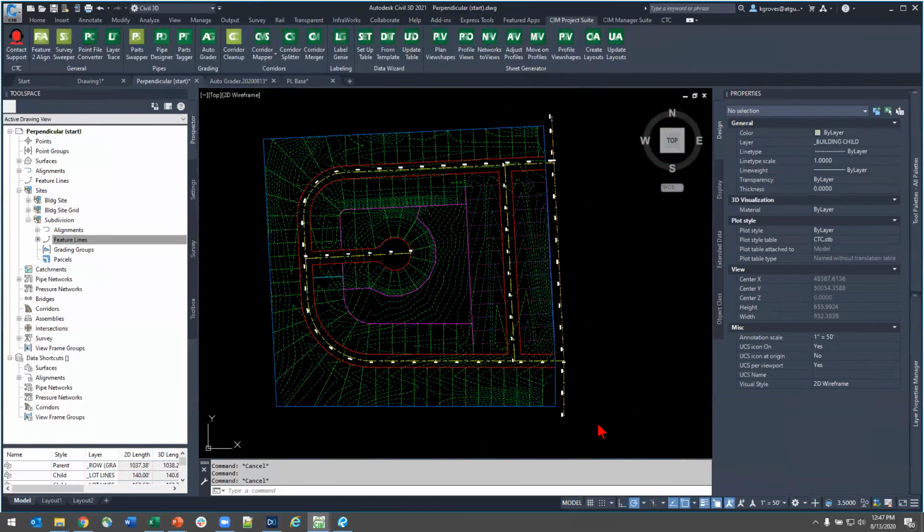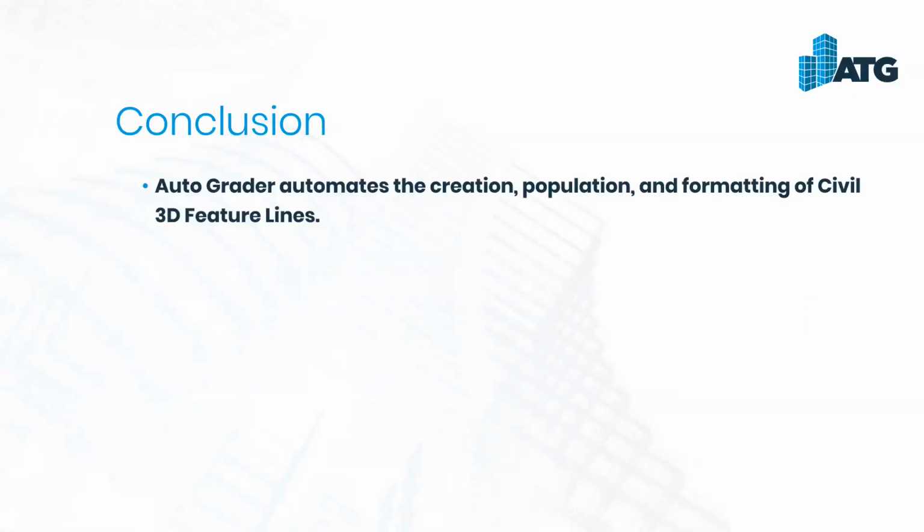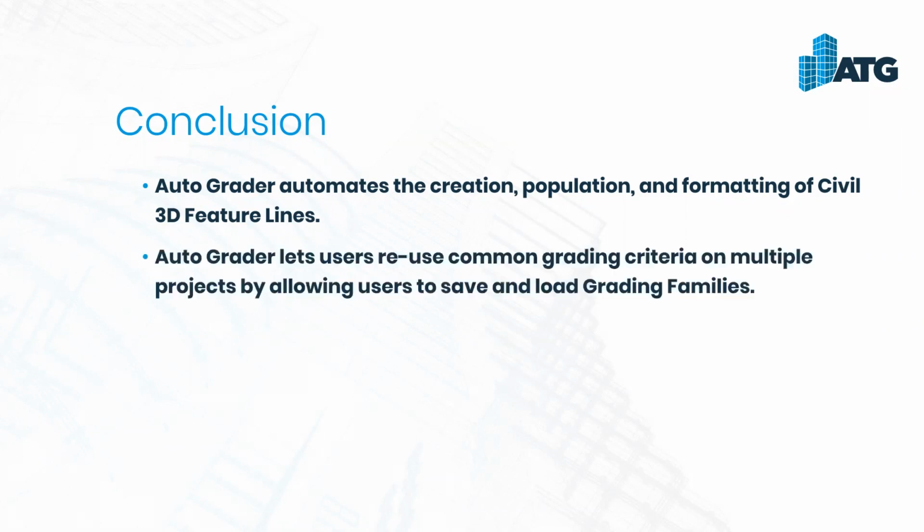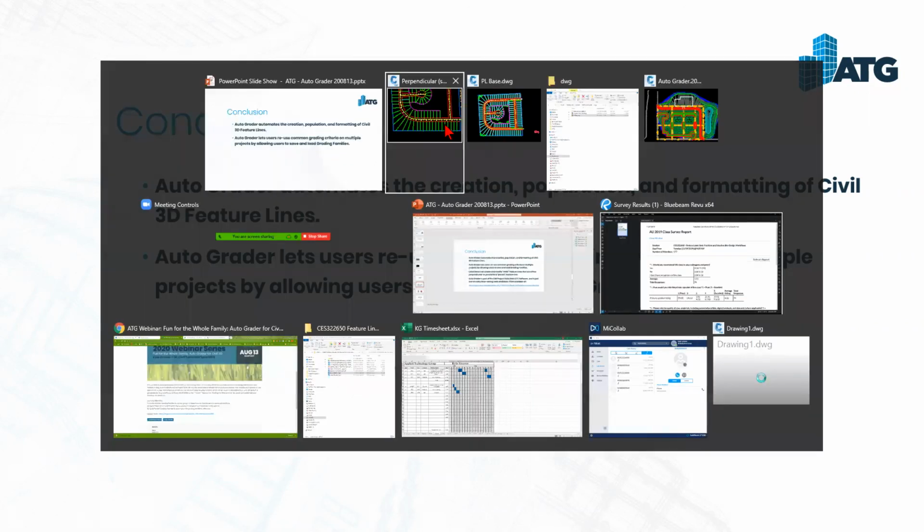So with that, folks, that was what I wanted to show off inside Civil 3D. What did we learn here today? Well, we learned that AutoGrader from CTC can automate the creation, the population, and the formatting of your Civil 3D feature lines inside your drawing. Also, AutoGrader lets us reuse common grading criteria on multiple projects by allowing users to save and load their grading families, which reminds me that I should talk about that.